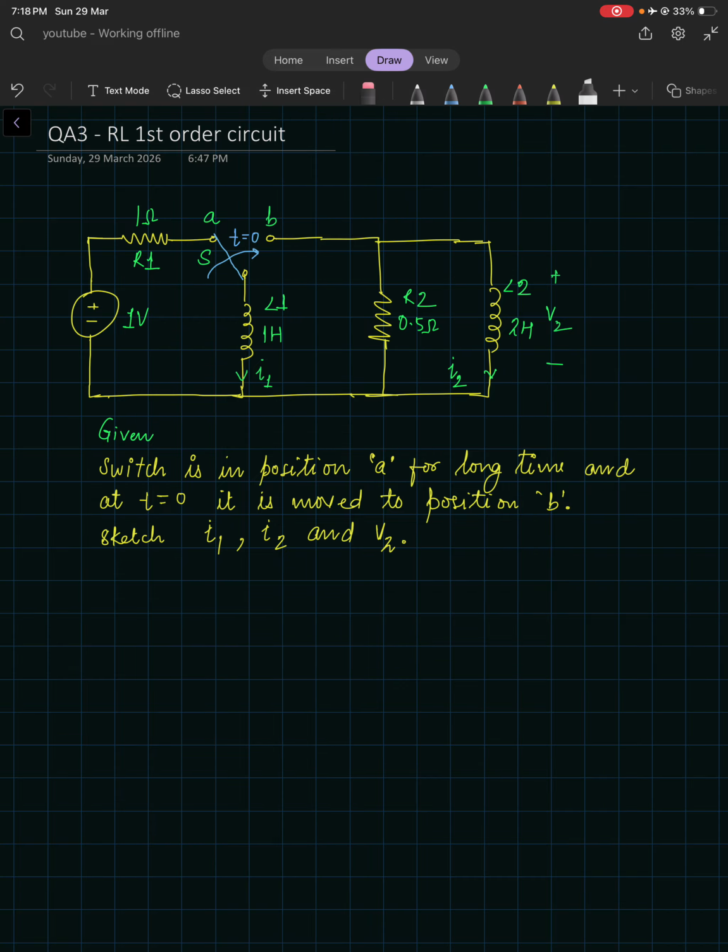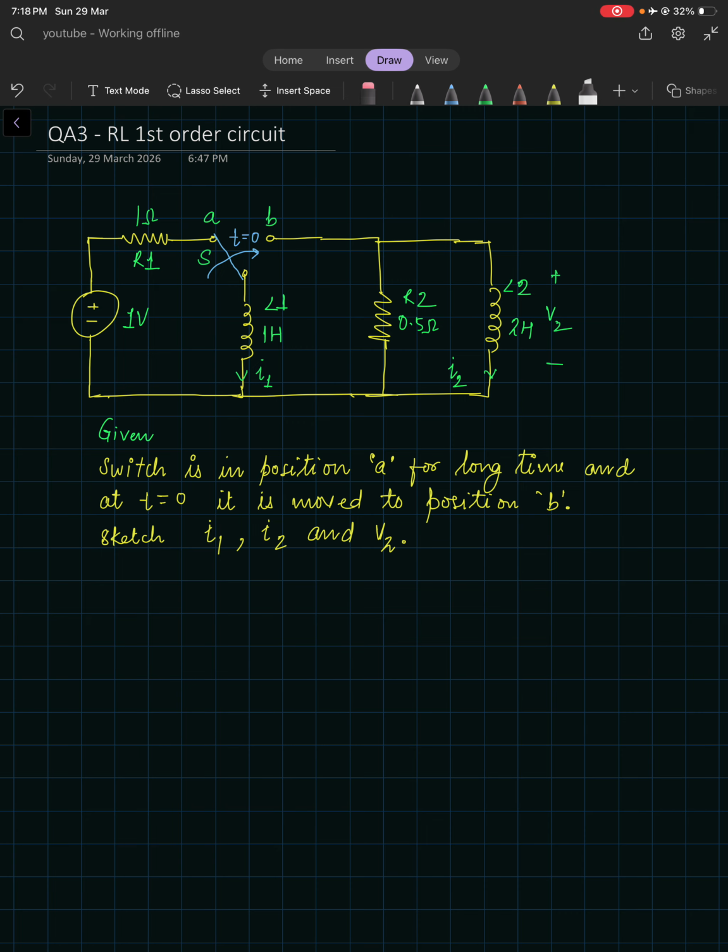Okay, so in this question, there is a switch which at t equal to 0 moved to position number B. So at position A it was there for a long time, right? And after that at t equal to 0 it was switched to position number B, right? Okay, so there is a resistor R1 and there are components like L1, R2 and L2, right?